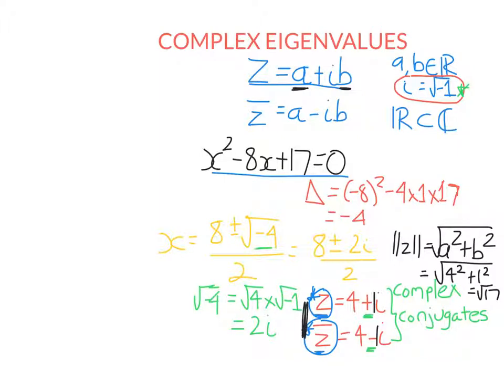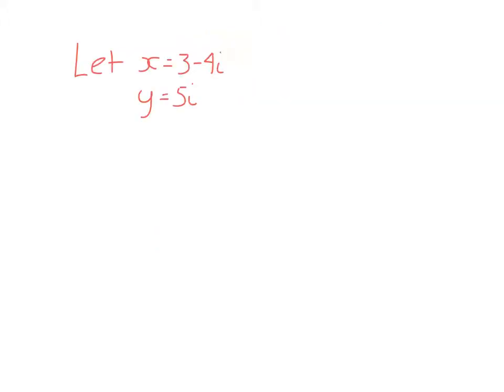Now let's look at performing the 4 operations with complex numbers. Let's say I have these two complex numbers, x equals 3 minus 4i and y equals 5i. Note that y has no real part. It is in the form a plus ib, where a equals 0.